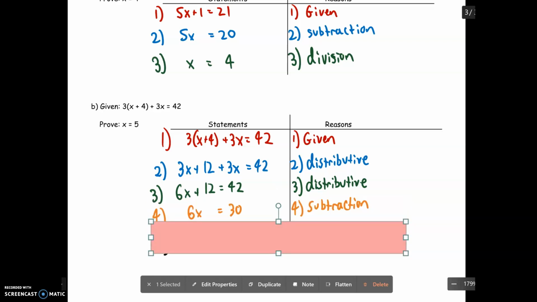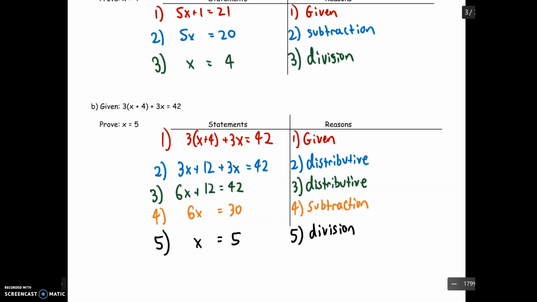For our next step, again, just working your way through the algebra question solving for x, you would have to subtract 12 from both sides. Notice, again, you don't have to say that you're subtracting 12. You just have to say what property you're using, so that's the subtraction property. And I think we'd arrive at our proof statement with one more step, so notice that's what we're trying to prove. That's our last statement where I finish.